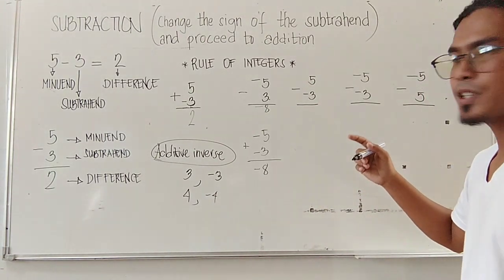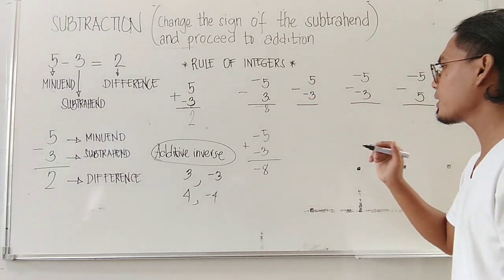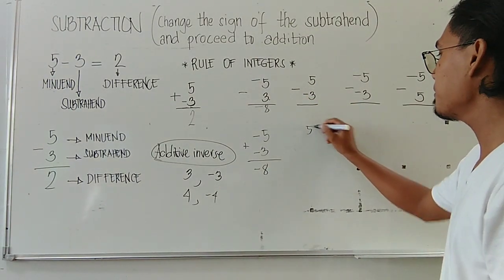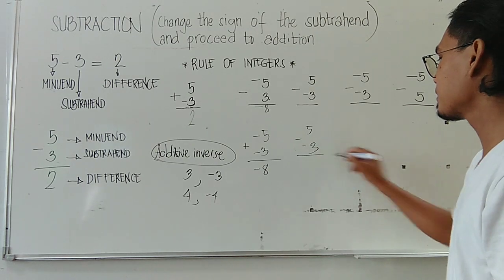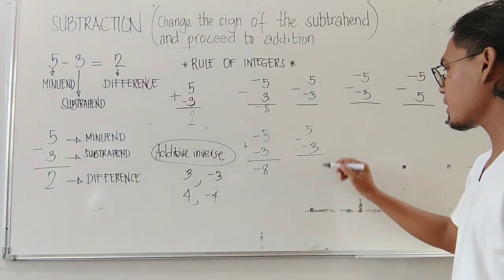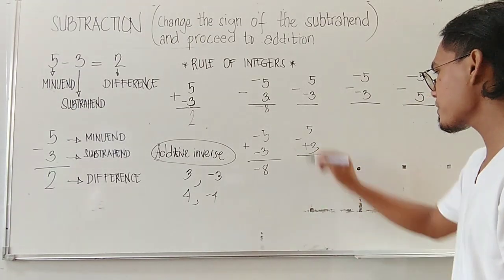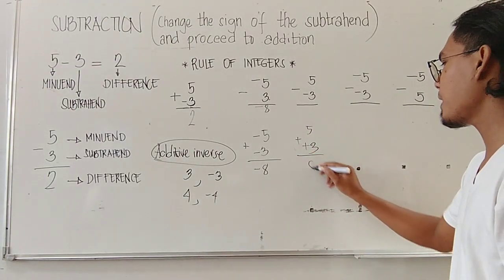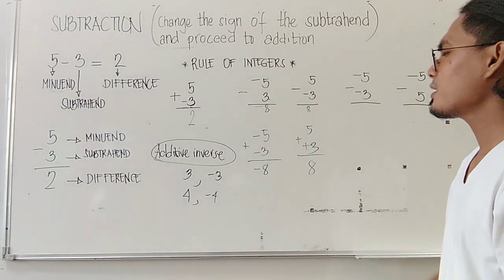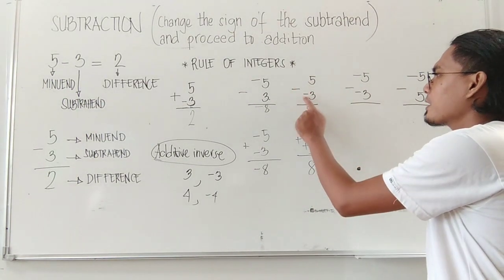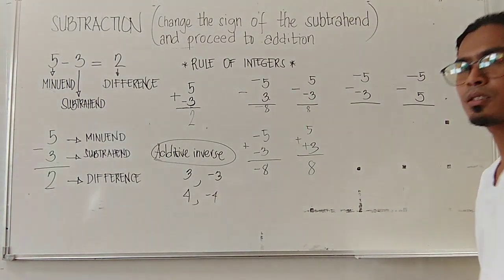For our third example, we have 5 minus negative 3. Identify your subtrahend, which is negative 3. Change the sign, or take its additive inverse, then proceed to addition, so we have positive 8. So 5 minus negative 3 is positive 8.